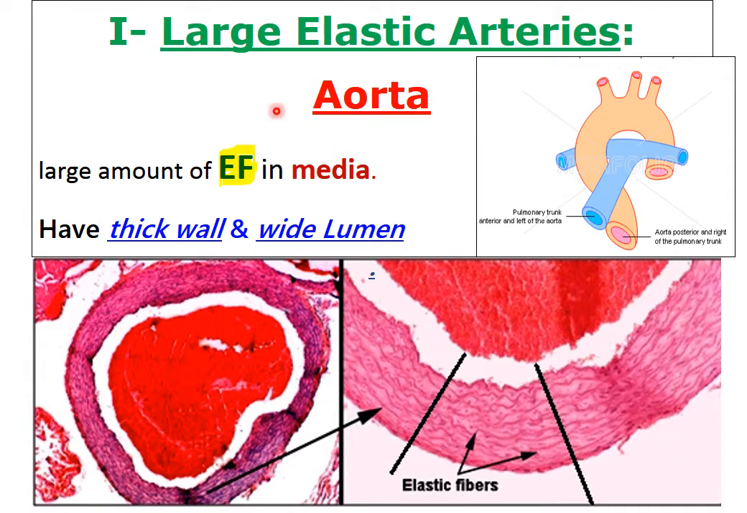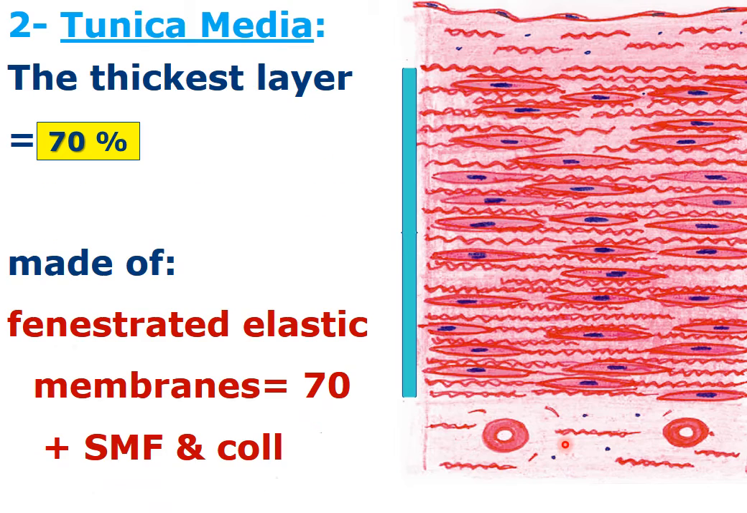Now you will have in detail the structure of large elastic arteries, and an example of it is the aorta. It is known as a large elastic artery because it contains a large amount of elastic fiber in the media. As a blood vessel and as an artery, it has a thick wall and wide lumen. So this is a cross section in the wall of the aorta. It has a wide lumen and a thick wall, and its wall is rich in elastic fibers.